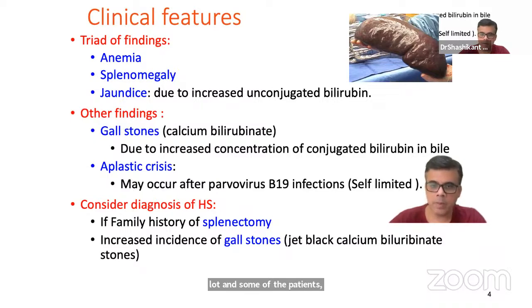even some children will be born in utero with hydrops fetalis, leading to in utero death of the fetus. That is a severe case of hereditary spherocytosis, or the child may present with mild to moderate features of hereditary spherocytosis. So the clinical features, anemia, jaundice, etc., are quite variable.